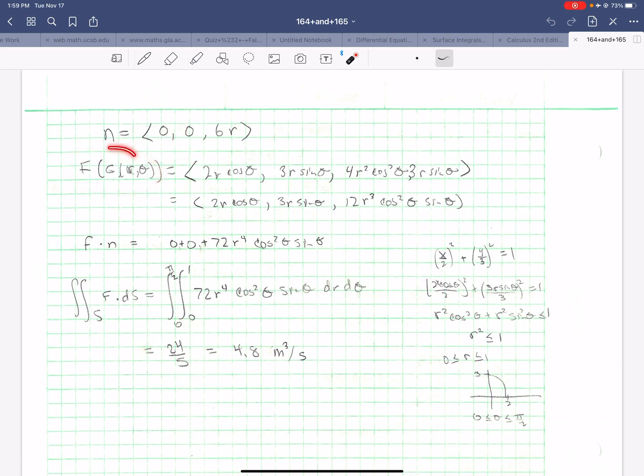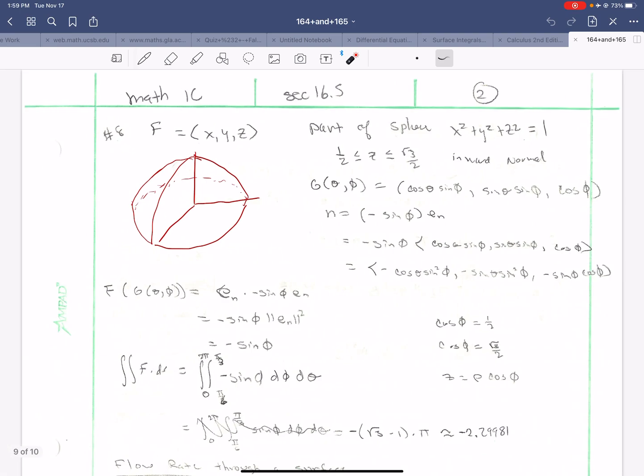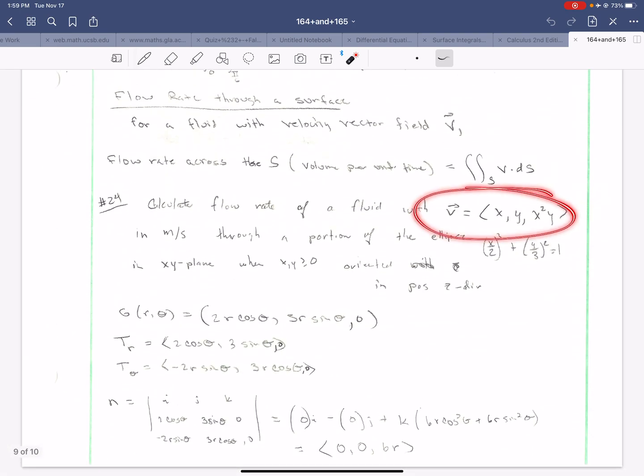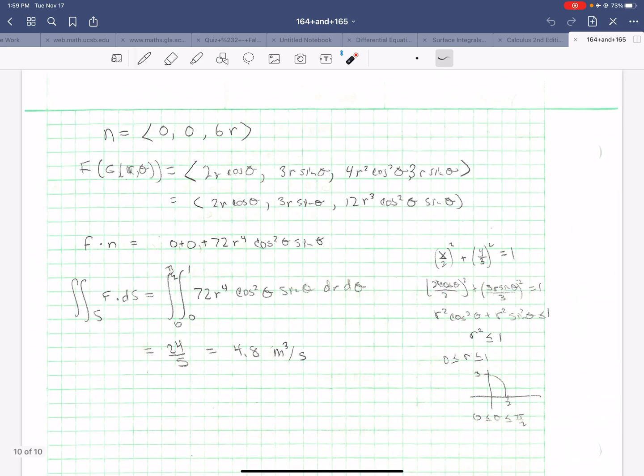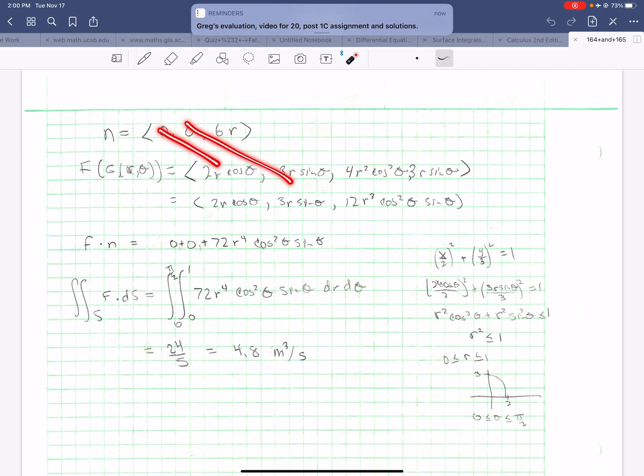If I feed my parameterization into the vector field, now remember, my vector field is this right here, and my parameterization's right there. So the 2r cosine theta should go first, the 3r sine theta should go second, and then we should get, if I square and multiply these, it's going to be like 6r squared. Yeah, right here. And then when I dot the two, I get a lot of zeros, and then that comes out to be that piece.